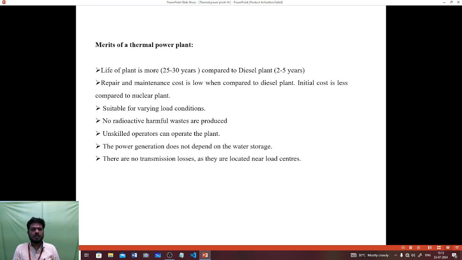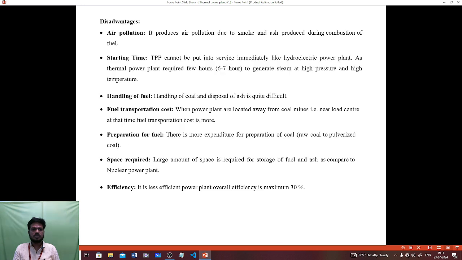No radioactive harmful waste is produced compared to a nuclear power plant. Unskilled operators can operate the power plant. The power generation does not depend on water storage. There is no transmission loss as they are located near the load center.